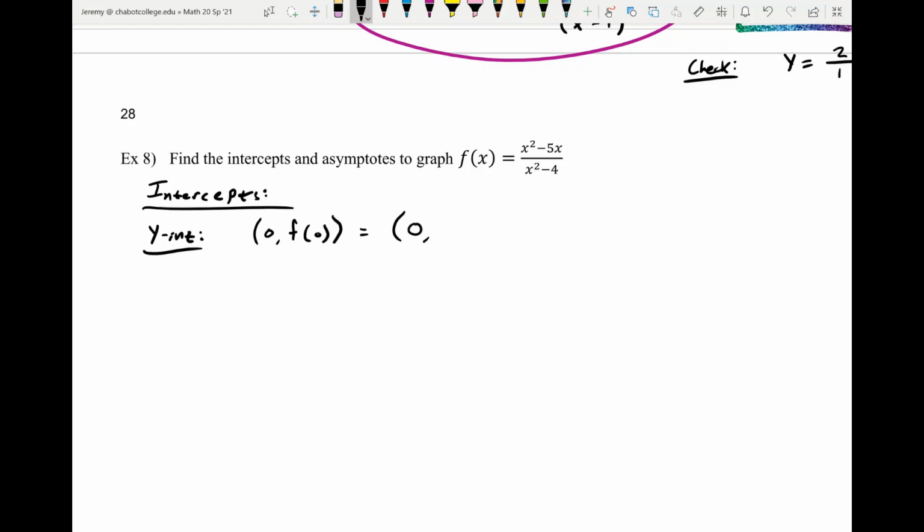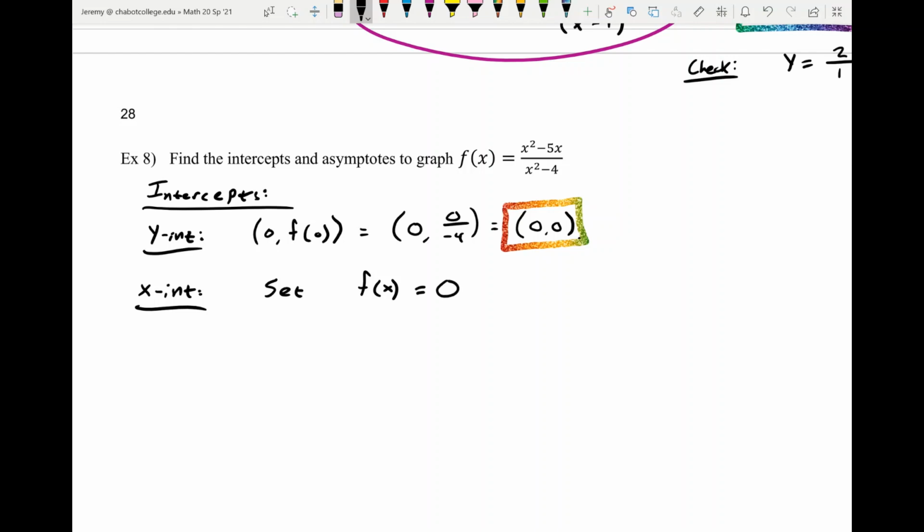And plugging in 0 into our function, we're going to get 0 over negative 4 as our output. So our y-intercept is at the origin, (0, 0). So that's one of our intercepts. And now to find the x-intercepts, you might remember the way that we do this is we set f of x equal to 0 and solve for x.